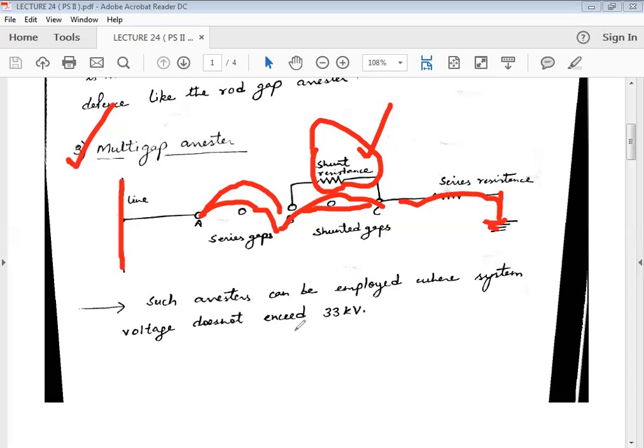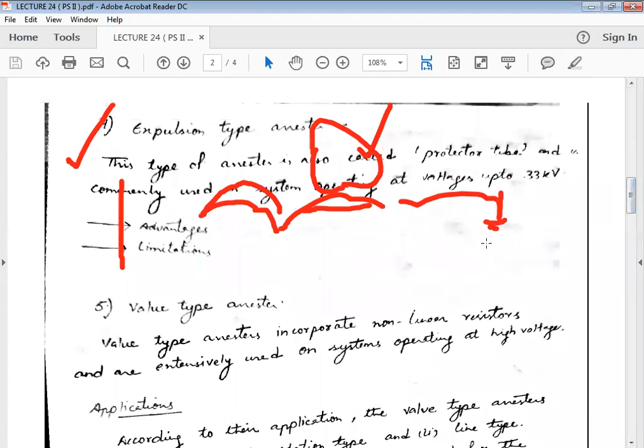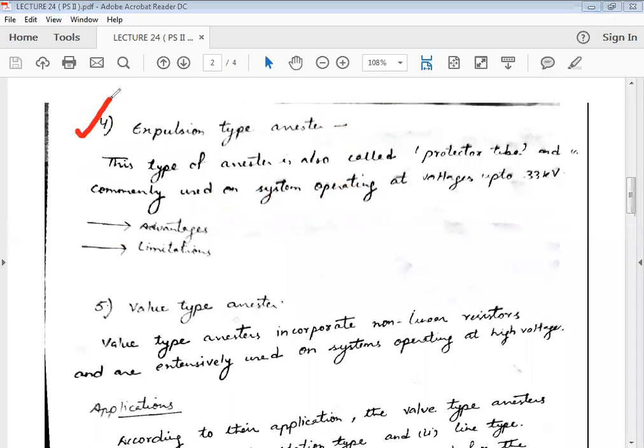This particular type of arrangement is used for voltage levels up to 33 kV. Okay, this is the multi-gap arrestor. There is another category of arrestors, the expulsion type arrestor. This is also called a protector tube. It is also used for voltages up to 33 kV. Both multi-gap arrestors and expulsion type arrestors are the main arrestors available in the market. They have certain advantages and limitations also.